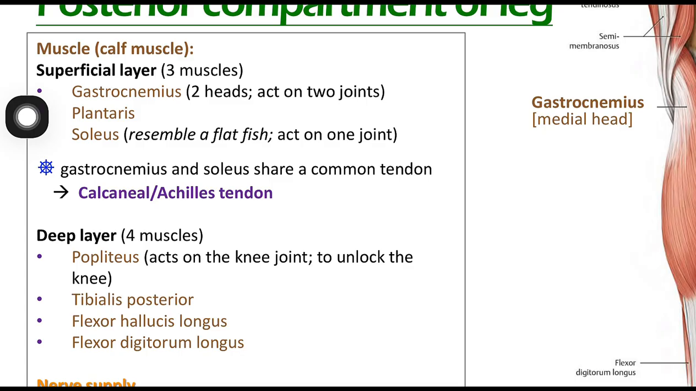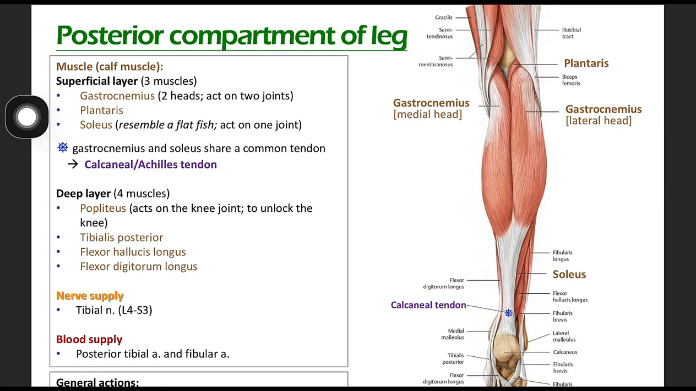比目魚肌係咪？Okay, resembles a flat fish. The gastrocnemius and the soleus share a common tendon here. The common tendon is called the calcaneal tendon or Achilles tendon. We also have deep layer muscles here. We have four: popliteus, tibialis posterior, flexor hallucis longus, and flexor digitorum longus. The whole bunch is supplied by the tibial nerve. And because of the big population there, we have the posterior tibial artery and the fibular artery.